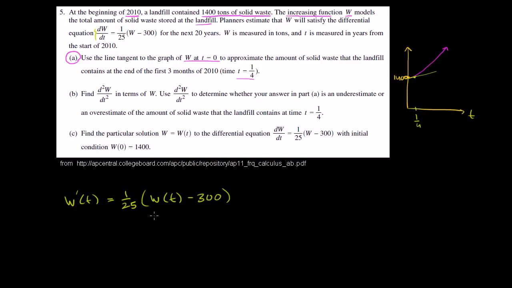When you look at it this way, it becomes clearer how to figure out the derivative of W at 0. The slope of that line literally is just the derivative of W evaluated at 0. So let's take the derivative of W and evaluate it at 0. So we have W prime of 0 is equal to 1 over 25 times W of 0, which we know is 1,400 tons of solid waste.